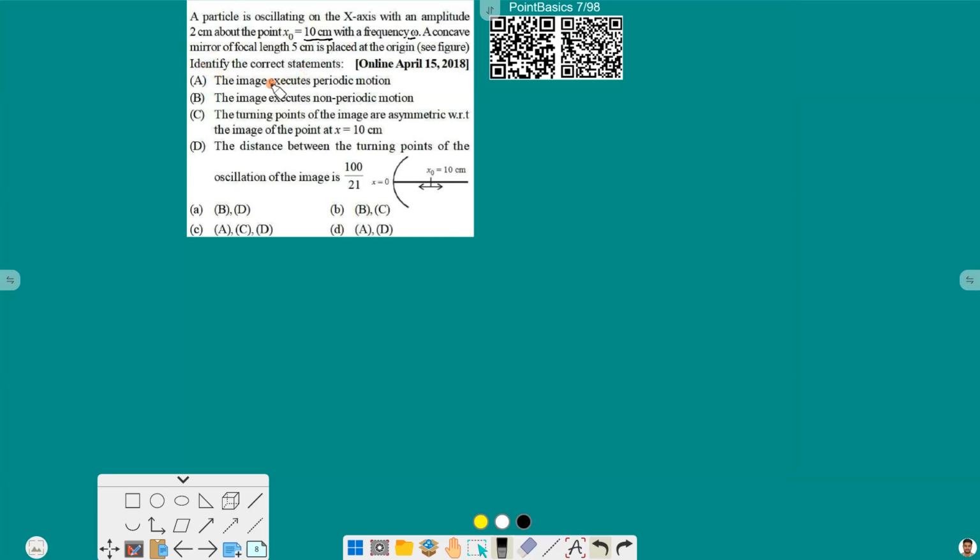The image executes periodic motion. The image executes non-periodic motion. The turning points of the image are asymmetric with respect to the image at point x is equal to 10. The distance between turning points of the oscillation of the image is 100 by 21. So let us analyze this one.